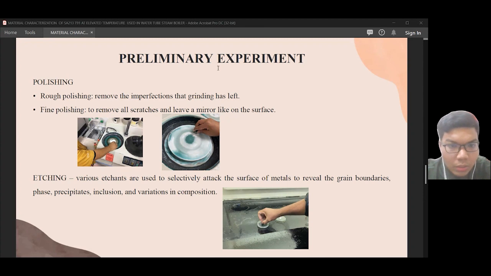For the last process in sample preparation, the etching process was done. Etching was done to reveal the grain boundaries, phase, precipitate, inclusion, and variation in composition. The material used for the etching process is Kalling's number 2. The etchant consists of 60 milliliter ethanol, 2 gram copper chloride, and 40 milliliter hydrochloric acid.